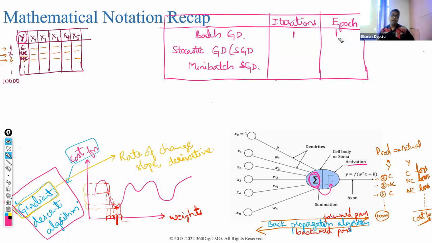So if I say I want to run 10 epochs, how many times will the weights get updated? 10 times. Okay, so your weights get updated 10 times if you run 10 epochs.